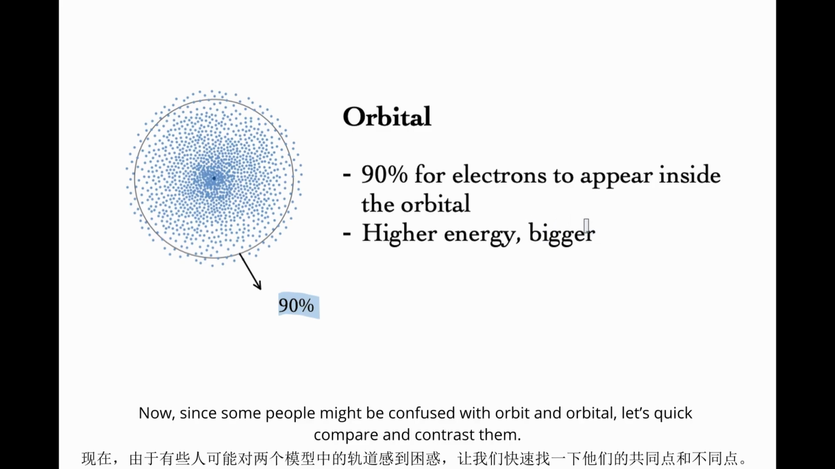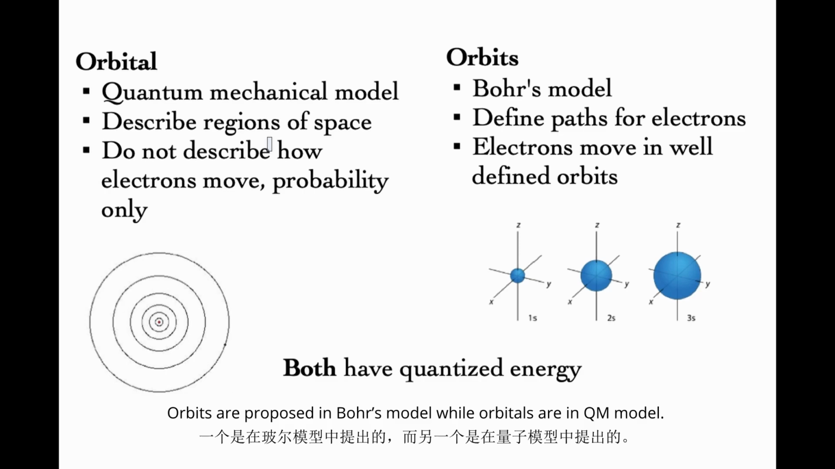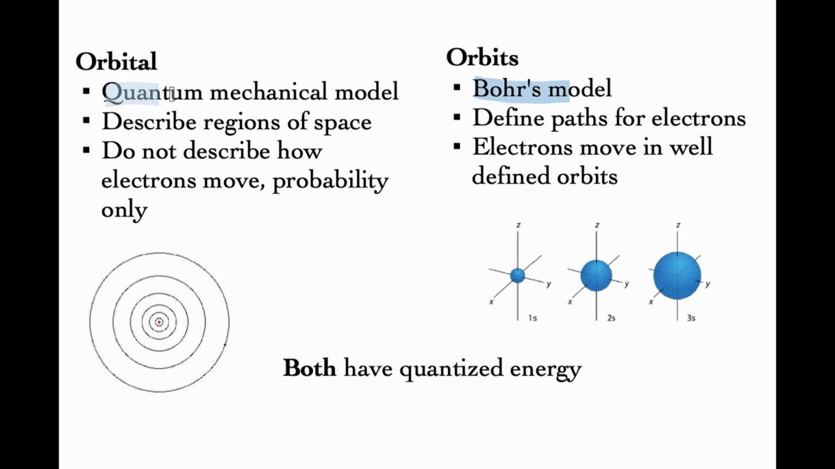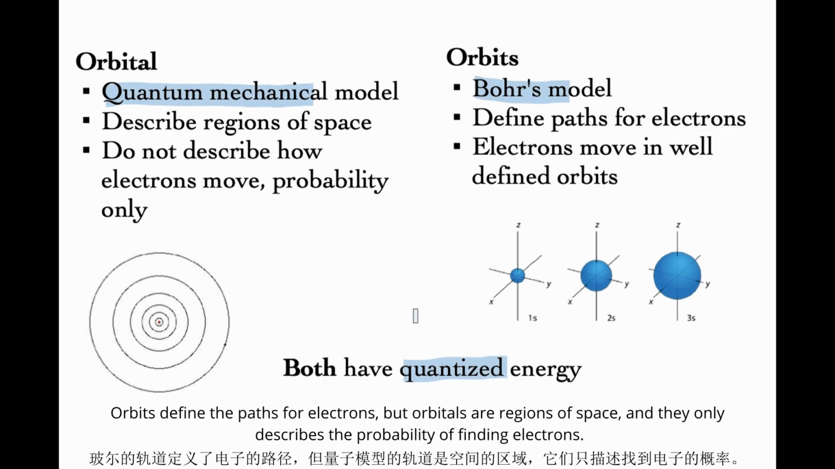Now, since some people might be confused with orbital and orbit, let's quickly compare and contrast them. Orbits are proposed in Bohr's model, while orbitals are in the QM model. Both models involve the concept of quantized energy, which means that the energy of electrons is restricted to certain values. Orbits define the paths for electrons, but orbitals are regions of space, and they only describe the probability of finding electrons.